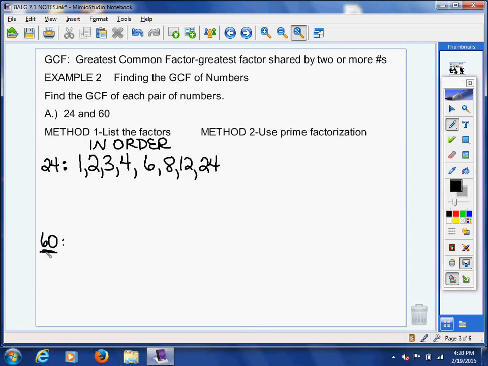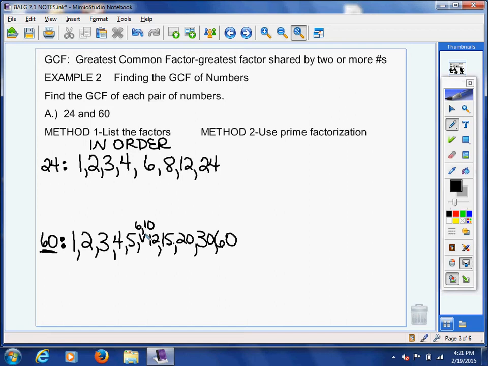Okay, so let's go to 60 now. And I do the same thing. Every number always has, for factors, 1 and itself. Always. Okay? So I know 1 times 60 is 60. I know 2 goes into it. It's an even number, so that's 2 times 30, 3 times 20, 4 times 15, 5 times 12, running out of room here, 6 times 10, 7 doesn't work, 8 doesn't work, 9 doesn't work, and then we're repeating again with 10.